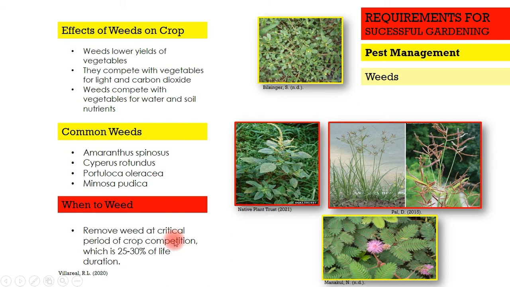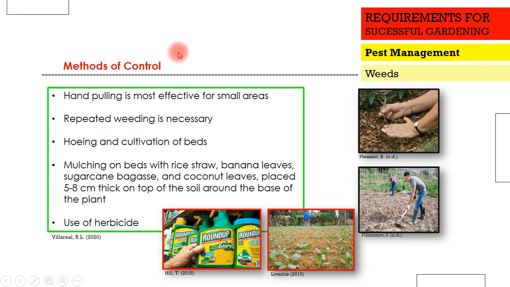So when to weed? Remove weeds at the critical period of crop competition, which is 25 to 30% of the life duration. There are different methods of control for weeds. Number one, hand pulling is most effective for small areas.